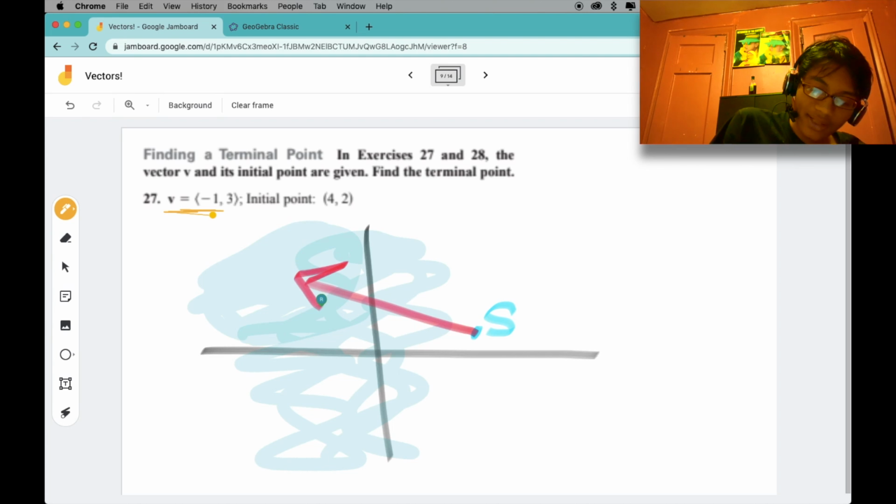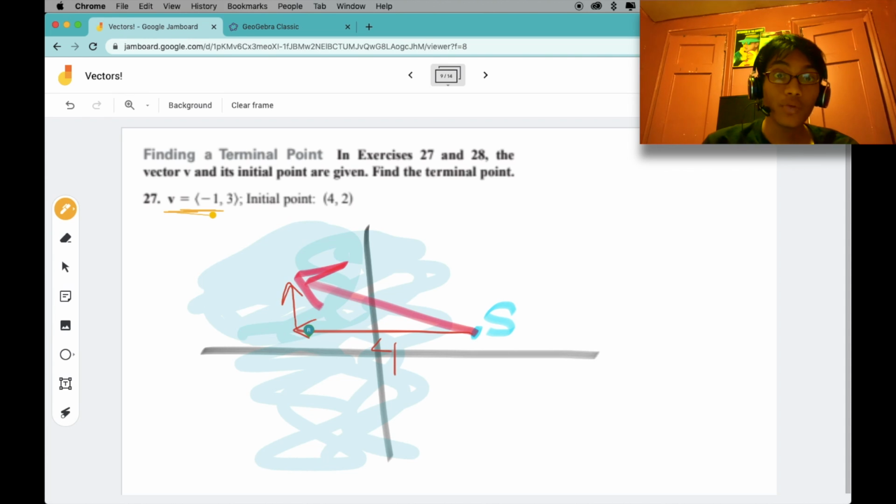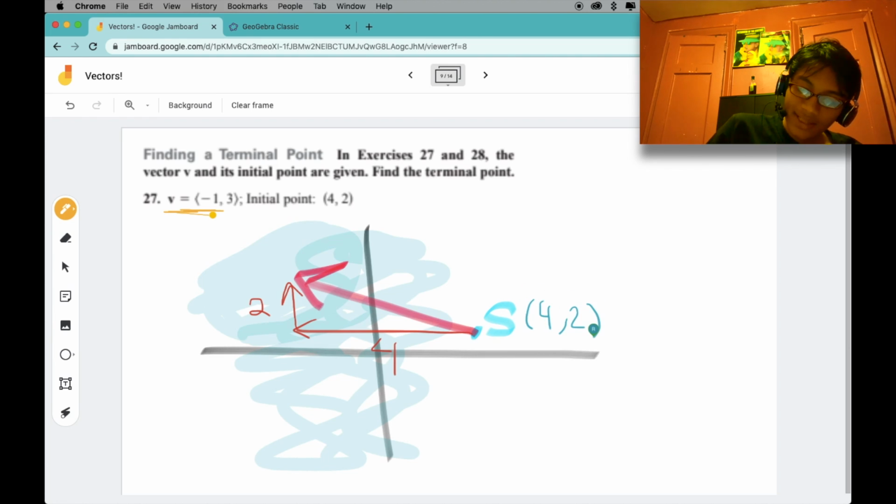All I know is that my vector is going to go 4 in this direction, and 2 in the up direction. So what does that allow me to do? Well, it's not too bad, right? If I know my starting point is 4, 2, and I know my vector goes 4 in the x direction and 2 in the y direction, all I really have to do is add those to my coordinates, right?